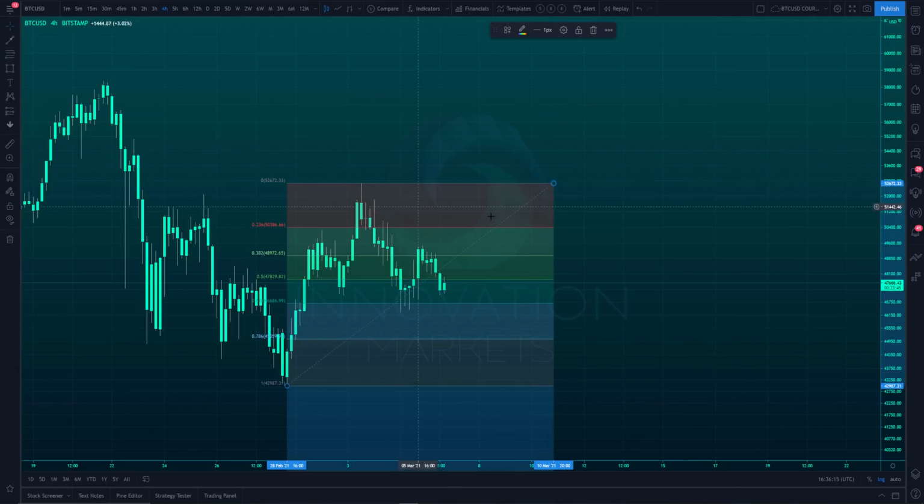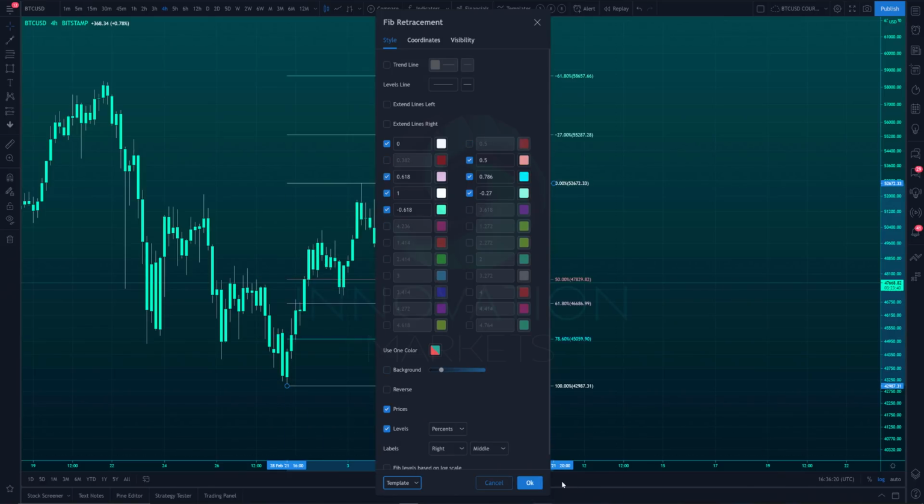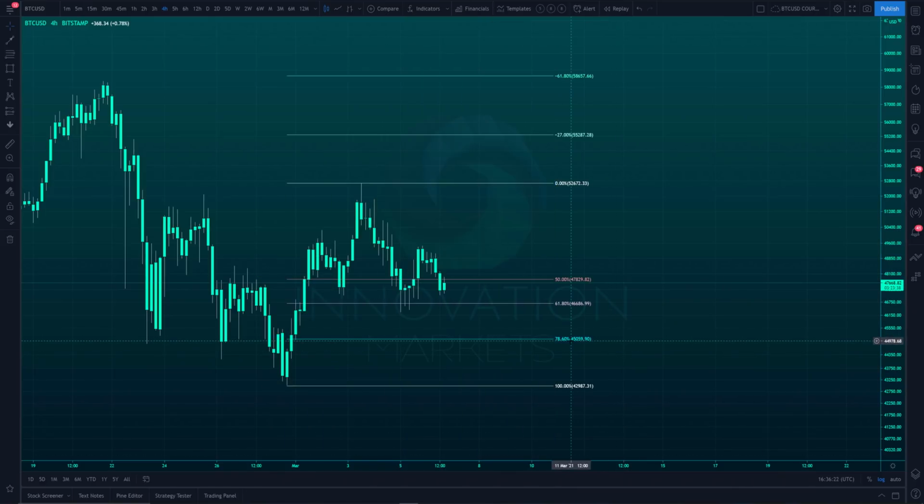I'm not sure why it's gone back to the defaults, but let's just get the Innovation Dark back up. It should be a bit different, but it doesn't matter.